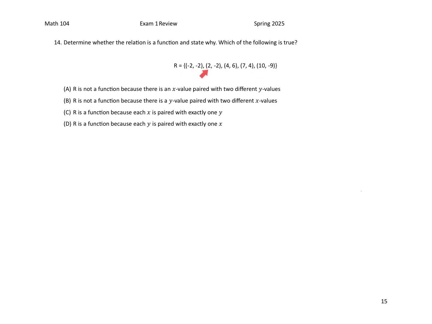Okay, so this r is a function. I can get rid of this and this because it is a function. And the definition of a function is that each x is paired with exactly one y. So C is the answer. That's the definition of a function.